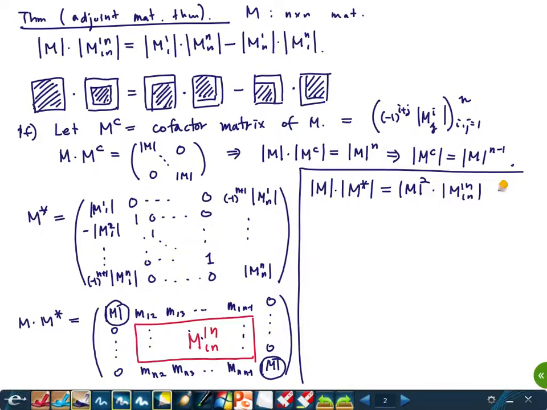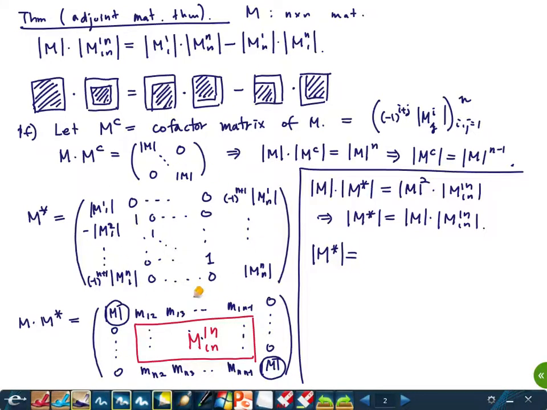But now, let's compute. So here, from this, by dividing this, we get this. M times M_1n,1n. Now, let's compute M star directly from this matrix. We can do that. On the other hand, let's compute this.